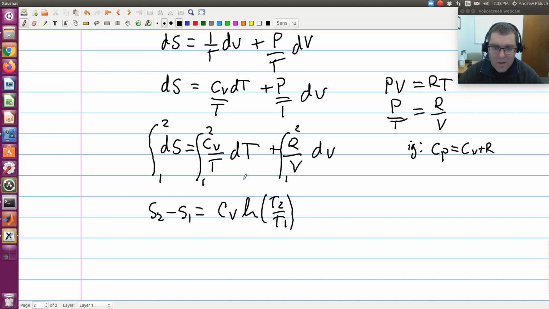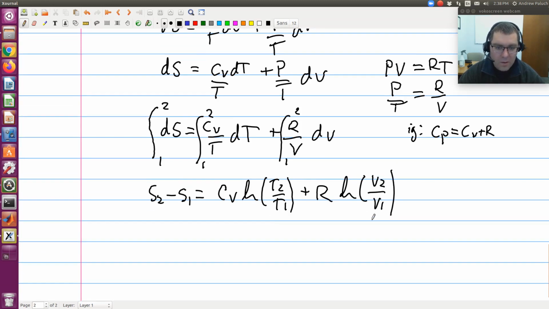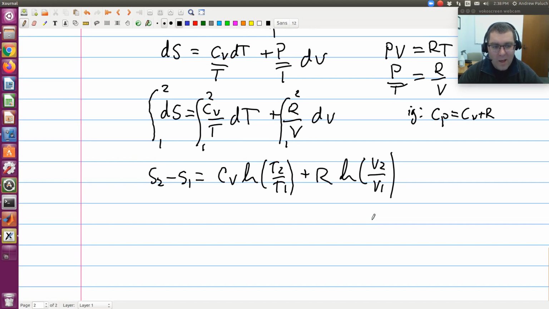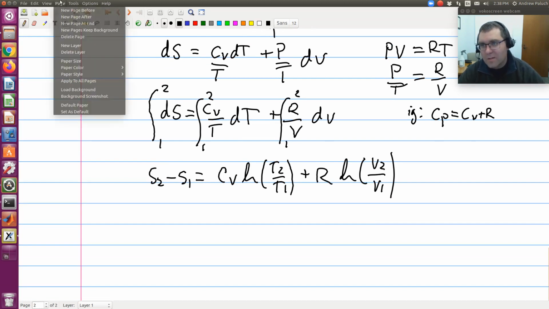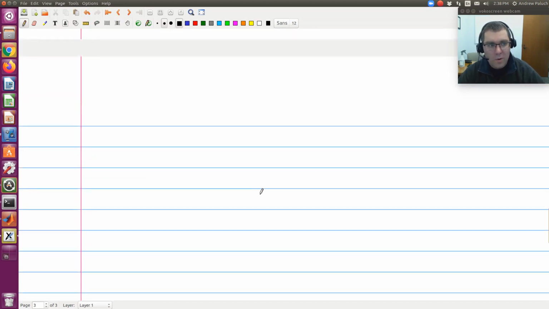Okay, so Cv log T2 over T1, plus, in the second integral, R is a constant, so I could pull that out. Then I have integral 1 over V dV, so that is log V2 over V1. All right, so I could leave this as is, but we can simplify it some more.